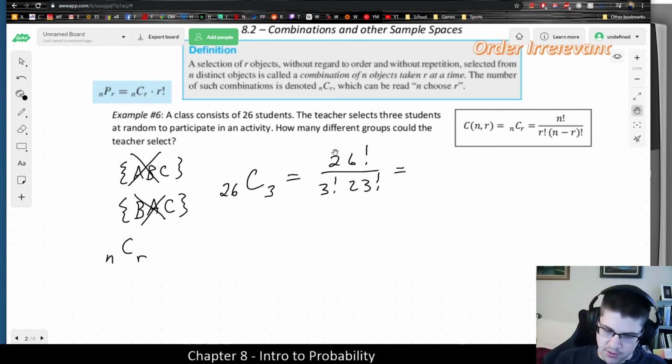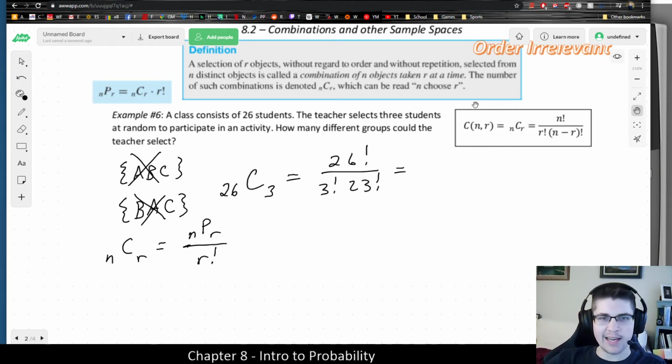NCR is equal to NPR divided by r factorial. Just notice that, and I'm going to try to explain why this makes sense in a minute. If I'm looking at this formula, n over n minus r factorial, that is NPR. So if I take NPR and divide it by r factorial, that's going to leave me with NCR.